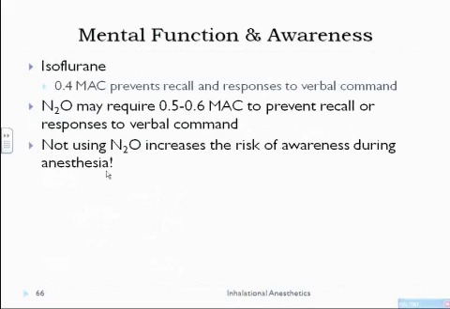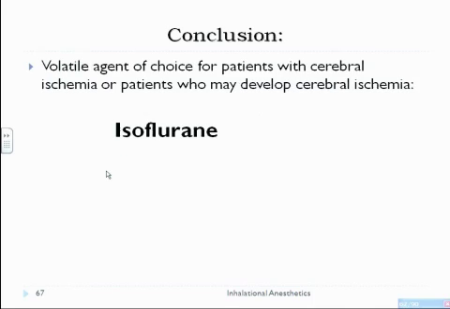If you look at mental function, if you use isoflurane, 0.4 MAC prevents recall in response to verbal commands. Nitrous oxide may require up to 0.5 to 0.6 MAC to prevent recall. Not using nitrous oxide has been found to have an increased risk of awareness during anesthesia. So that's why it's a good idea to use this agent as well. Conclusion: volatile anesthetics are a choice for patients with cerebral ischemia. For patients who develop cerebral ischemia, the choice still remains isoflurane at this point.